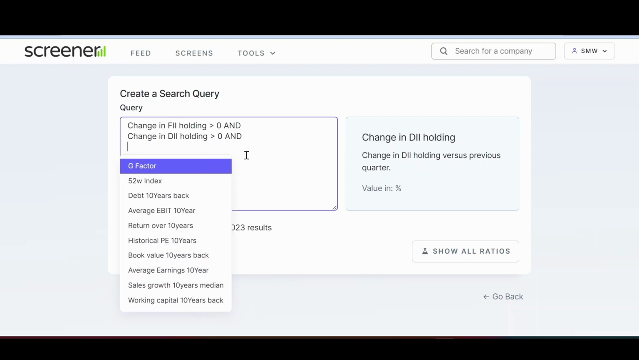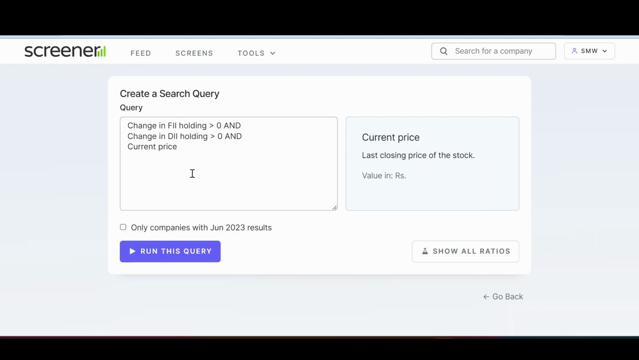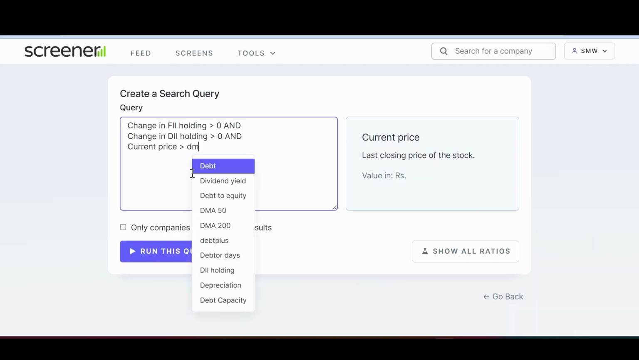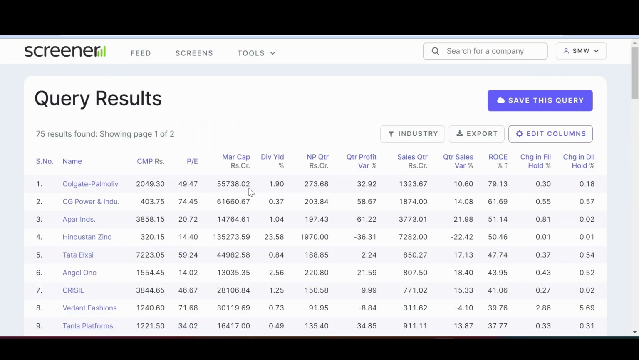And then for any growth stock, the current price should be greater than the 200-day moving average. DMA is the 200-day moving average. Then there is a checkbox, so we are interested only in those companies which have the latest data. Then just run the query. Here we got 75 results.